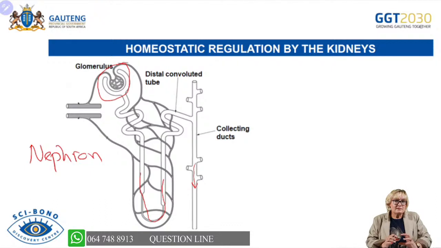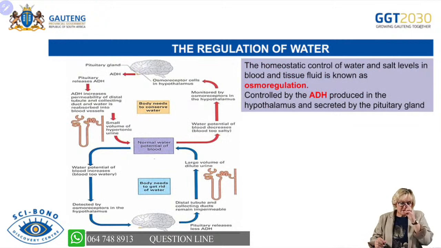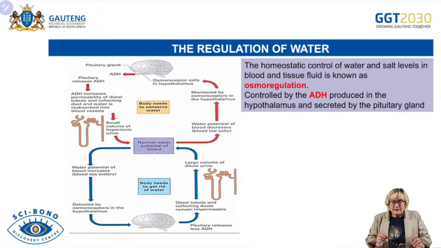Because if you don't know the structure, it's going to be very difficult for you to understand homeostatic control by your kidneys. And like I've said, the kidneys are regulating 3 things. They are regulating the water level in our blood, they are regulating the pH of the blood, and they are regulating the salt levels in the blood. Now, let us first look at the regulation of water. The regulation of water is called osmoregulation. All right, osmo for the water.